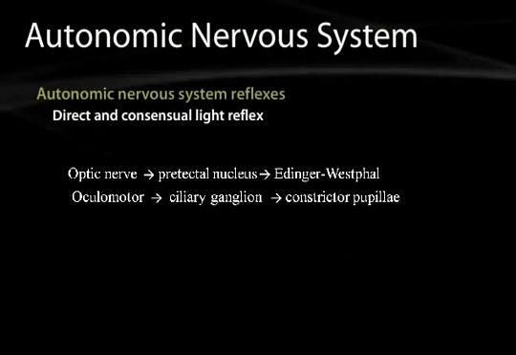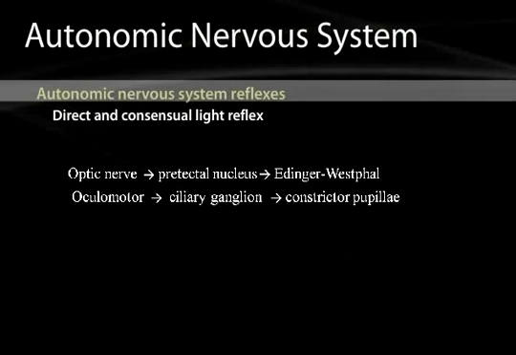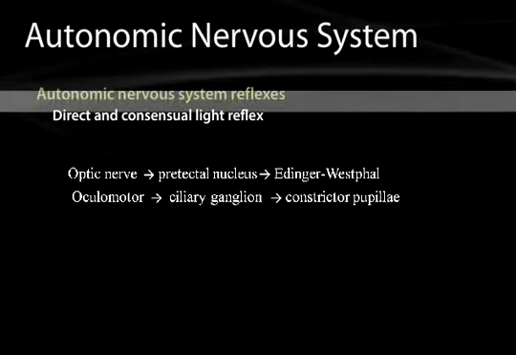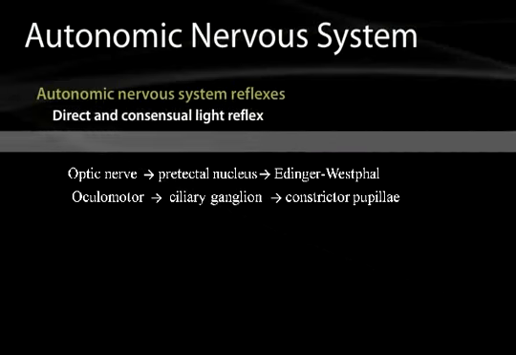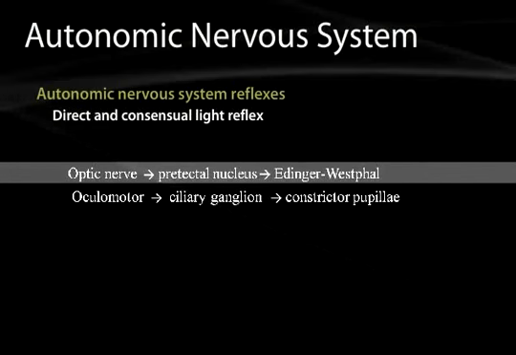Let's look at some important autonomic nervous system reflexes. This next one is certainly tested every day when you're doing your exam and you're looking at the pupillary reflex to light. So let's look at the direct and consensual light reflex. Information from the light that is processed by the retina, rods and cones, travels up through the retina to the retinal ganglion cells. The axons of the retinal ganglion cells create the optic nerve.